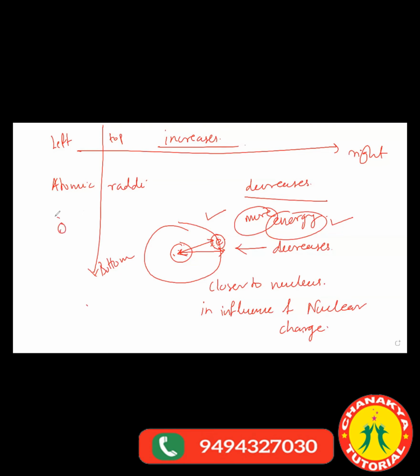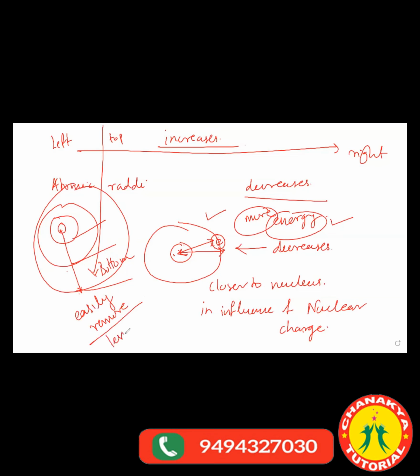Suppose this is a nucleus. For the first shell, it may require certain energy to remove an electron. The second shell will require less energy as compared to the first shell. Then as the third shell comes, it requires even less energy because the distance from the nucleus increases, and those electrons, being so far, are not in the influence of nuclear charge. They can be easily removed, and hence it requires less energy. Hence your ionization enthalpy decreases when you move top to bottom in the group. Got it?